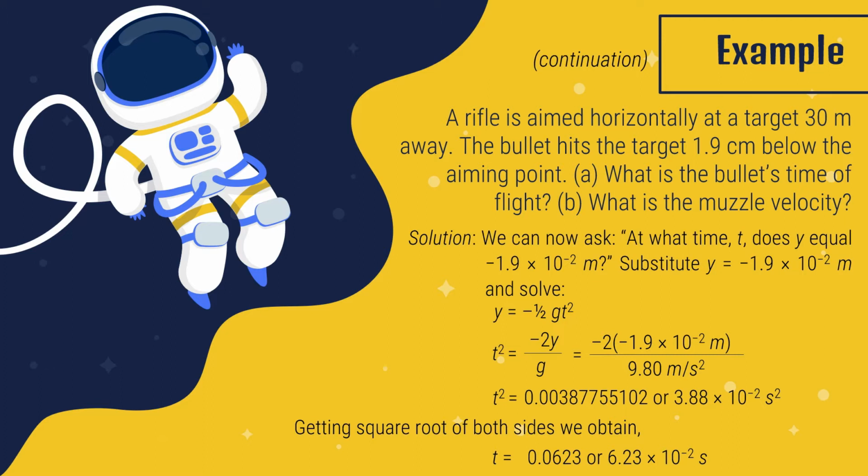Substitute y, which is equal to negative 1 and 9/10 times 10 to the negative 2 meters, and solve for t. y is equal to negative 1 half gt squared. t squared is now equal to negative 2y over g, which is equal to negative 2 times negative 1 and 9/10 times 10 to the negative 2 meters, all over 9 and 8/10 meter per second squared.